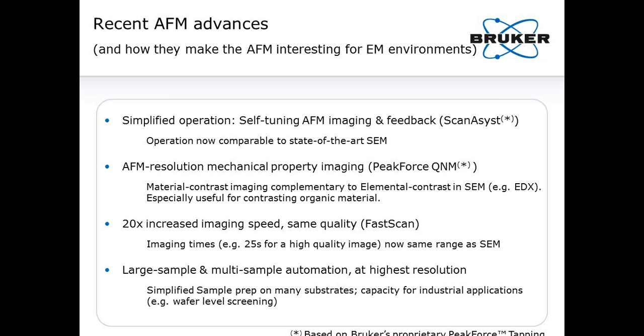Finally, AFM have traditionally either achieved the highest resolution performance or provided large platform flexibility for large samples or multiple sample automation. The latest generation now combines the two. Let's look at these new enabling technologies in some more detail.